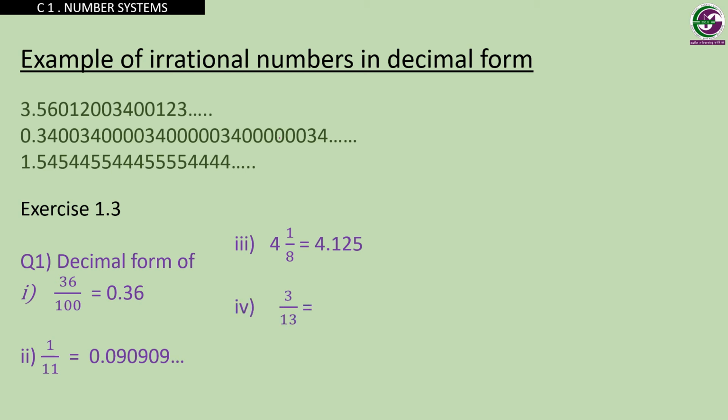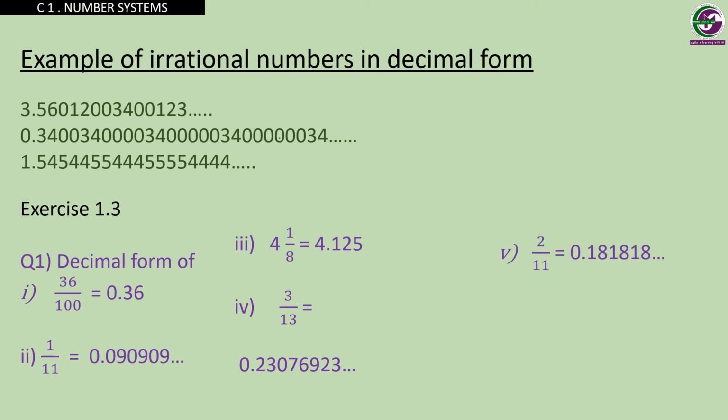Another example is 3 by 13. You can do it mentally, or you have to do the long division and you will get the answer here. See, have you noticed? 0.230769, again 23 is repeating. So something which repeats is a rational number. And also, numbers with numerator and denominator as integers are also rational numbers.